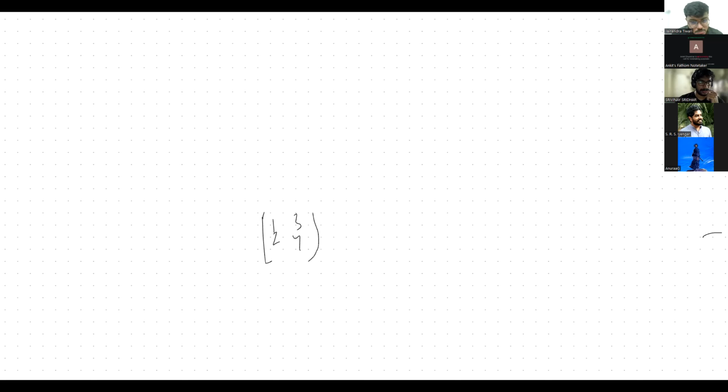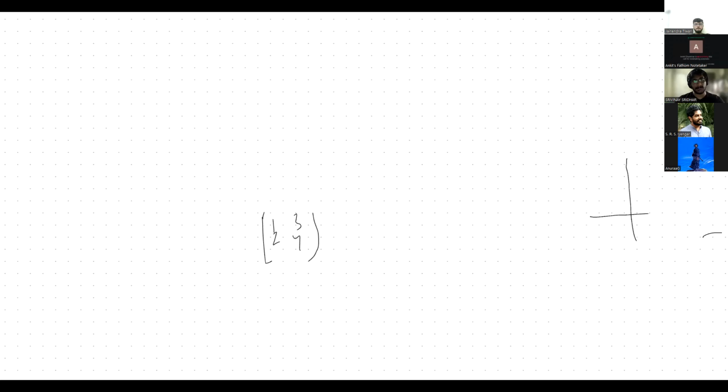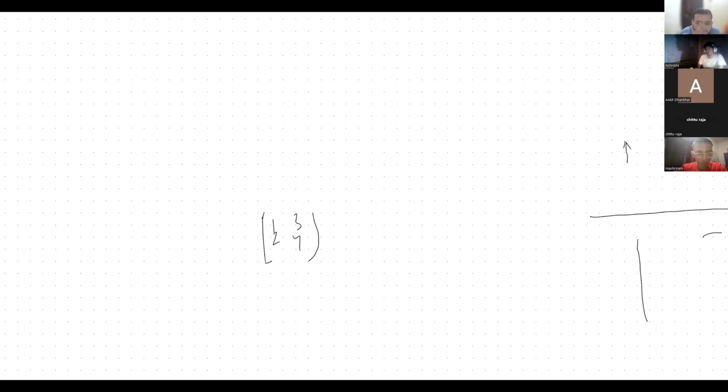How do we represent a vector on the x-axis? A unit vector on the x-axis. Can somebody answer that part? Yeah, 1, 0. Right. A unit vector. So we represent that as 1, 0.